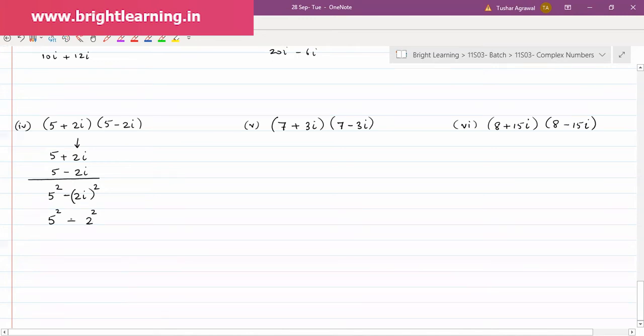So i square will make this plus. So can I say that, sir, my final answer will be equal to 5 square plus 2 square? Okay. Why I'm writing the answer in this format, that I will tell you afterwards. This question has something to do with conjugate. So I will just write this answer is equal to 29.